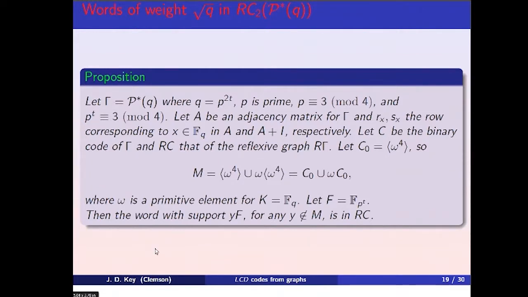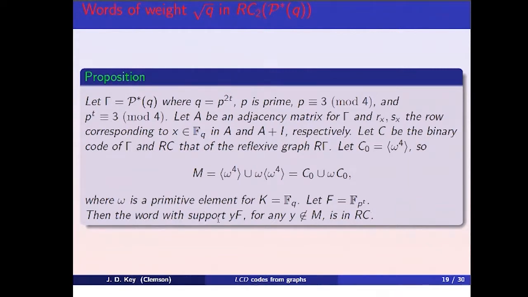So what this proposition shows is just that, since it's propositional, with the definition again, calling C0 the subspace spanned by omega to the 4, then taking F for the little field (I usually use K for the big one), K is a quadratic extension of F. We're going to use that, and that's useful.